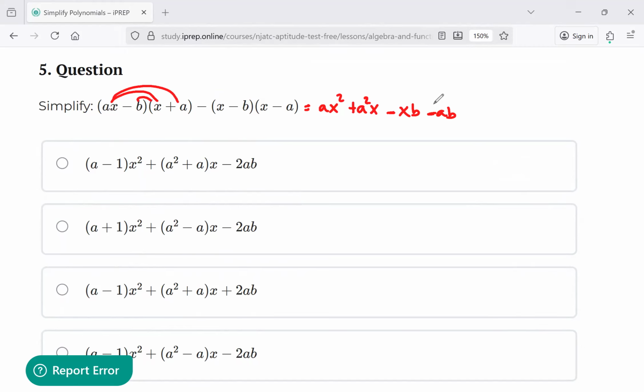And then over here, be careful. What I would do is first FOIL this out and then distribute this minus. So x times x is x squared. x times negative a is negative ax. Negative b times x is negative bx. And then negative b times negative a is positive ab.